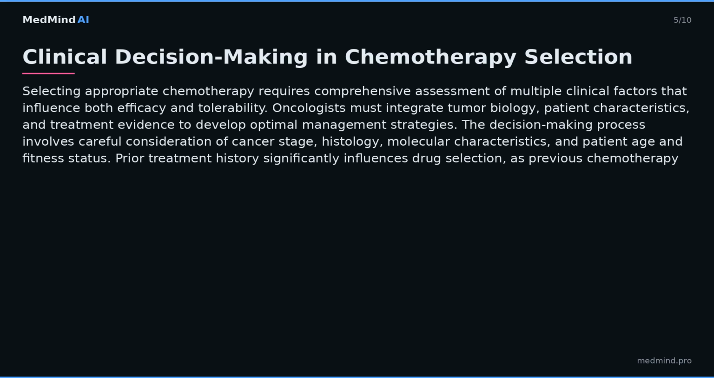Oncologists must integrate tumor biology, patient characteristics, and treatment evidence to develop optimal management strategies. The decision-making process involves careful consideration of cancer stage, histology, molecular characteristics, and patient age and fitness status. Prior treatment history significantly influences drug selection, as previous chemotherapy exposure may affect both efficacy and tolerance of subsequent regimens. Patient preferences regarding treatment intensity and quality of life considerations also play important roles in these complex decisions.